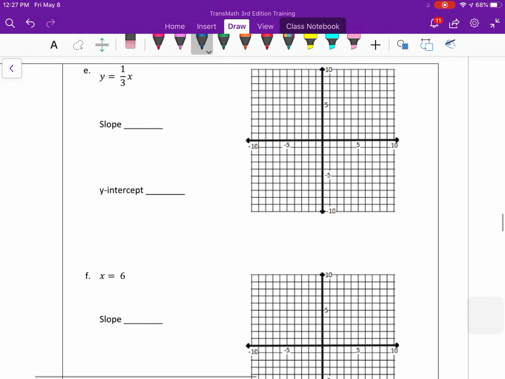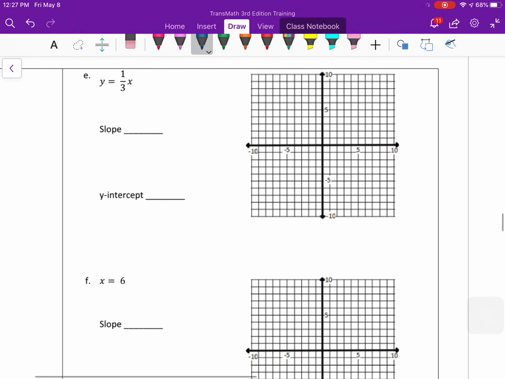Couple more here just to make sure we have enough for practice. It's a very important concept in Algebra 1. 1/3 x could be the same thing as 1/3 x plus 0. So slope is 1/3, y-intercept of 0. So you start at 0, 0. It is a positive, so you're going to go up 1 and then to the right 3. So up 1 to the right 3.